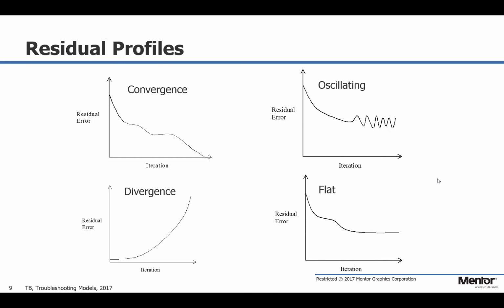And lastly, on the bottom right, we have a flat line, where initially the solver has some progress, but then it flatlines and doesn't reach the x-axis. This can be caused by a permanent imbalance in the model setup, such as a heat source inside of an enclosure, and the enclosure itself did not have a material property attached. That heat will keep building up and have no place to go.